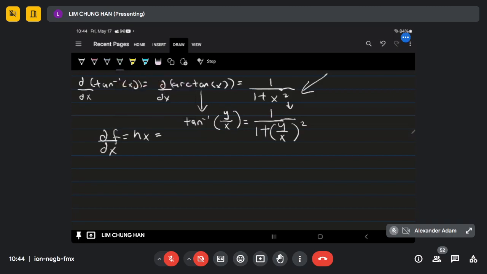You just copy the exact same thing. Do you see that? Y over x squared. Yes. But it's not finished yet. It's actually not as simple. There's something else you have to do. What else do you have to do?